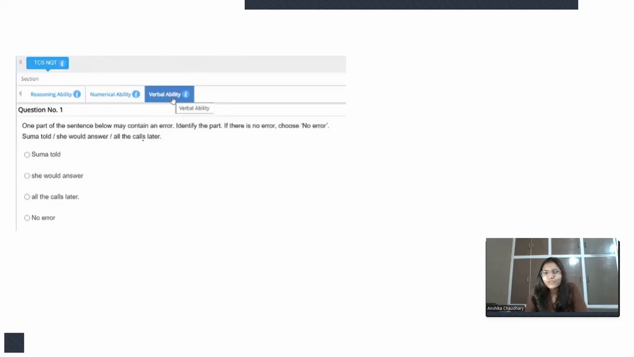One part of the sentence below may contain an error. Identify the part. If there is no error, then choose no error, right? So this is our sentence and it is divided in three parts. We need to identify in which part the error is. If there is no error, so we need to mark the no error. Suma told she would answer all the calls later.